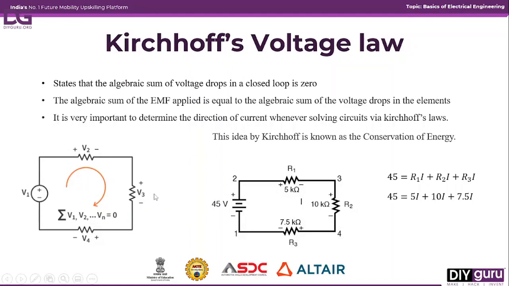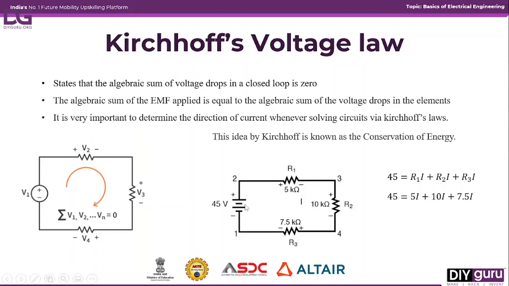This KVL is derived from the law of conservation of energy. We already know the law of conservation of energy, right? Energy can neither be created nor destroyed. It is transformed from one form to another. In the same way here, this voltage is fed to these resistors, and the energy is dissipated in these resistors. It is transformed in the form of either heat or some loss, you can say.